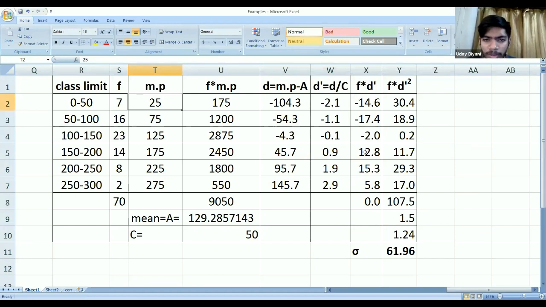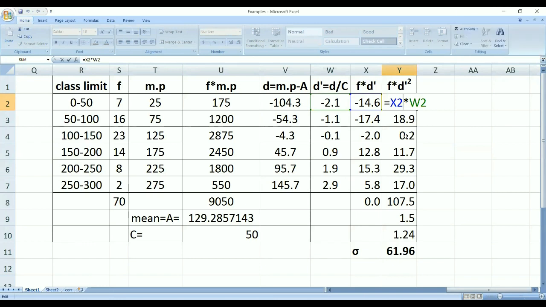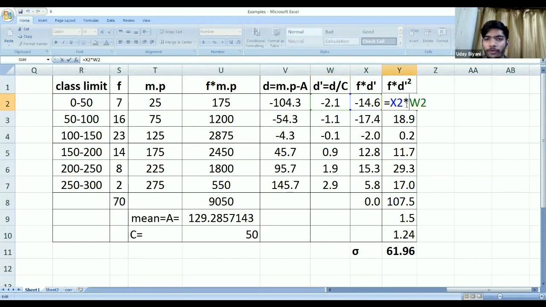Ma'am, isn't your last column wrong? Which one? The y column. Ma'am, because f into d square, it should be x2 into x2, no? D square, d dash square. I have calculated, I think so. Ma'am, is it f into d whole square or f into d? No, d dash square. Oh, okay.